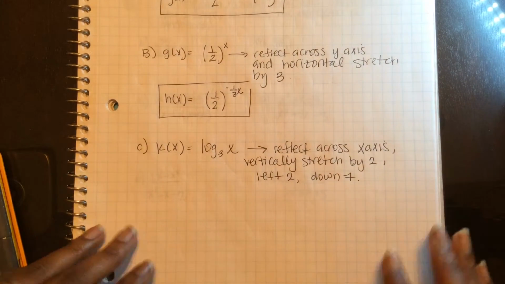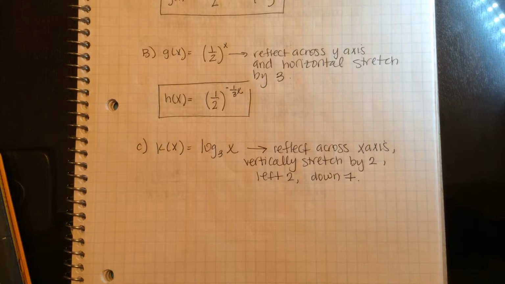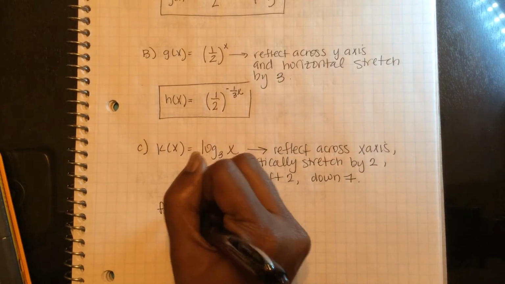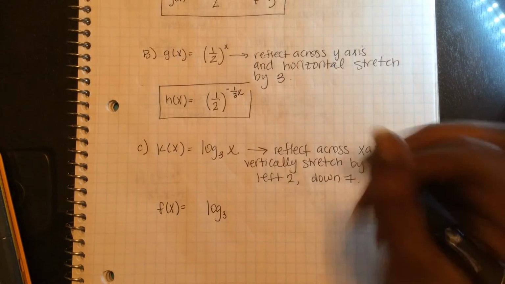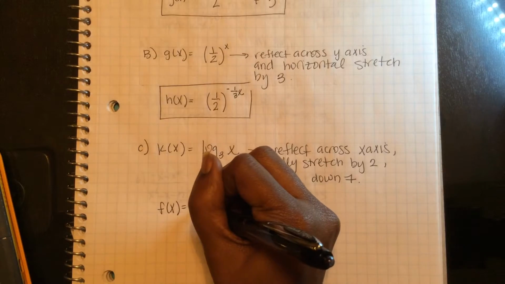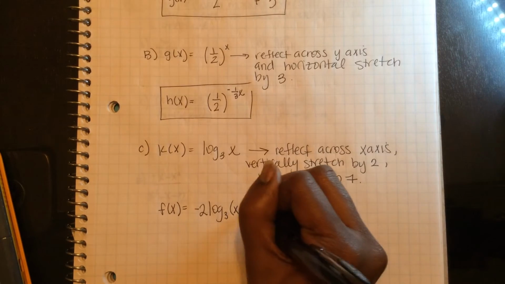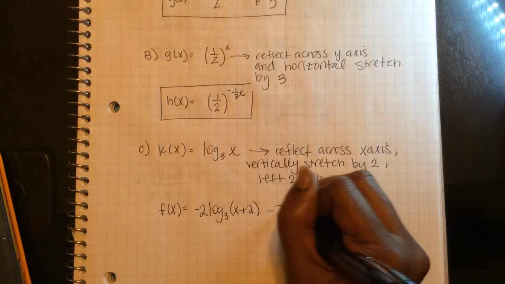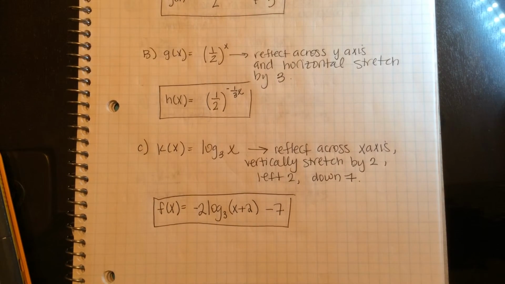Lastly here in part C, k of x equals log base 3 of x. We want to reflect it across the x-axis, vertically stretch by 2, and shift it left 2 and down 7. Okay, let's call this transformation f of x. So it's log base 3. Reflecting across the x-axis and vertically stretching by 2, that's going to be a negative 2 in front. So now I want to shift it left 2, so that's going to be x plus 2, and then down 7 on the end. So you see these transformations can be written very quickly if you're familiar with the rules.